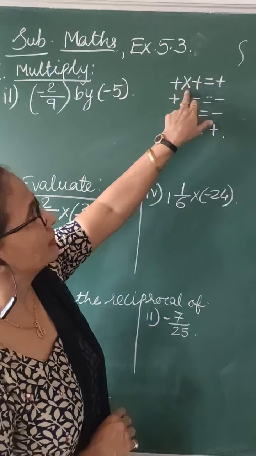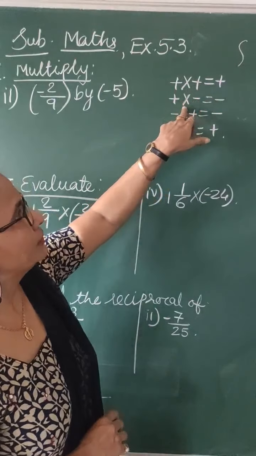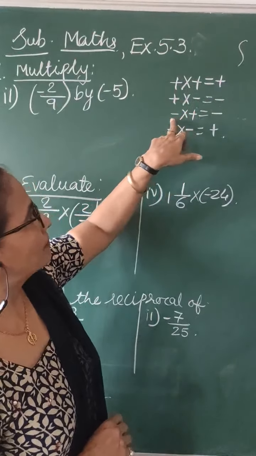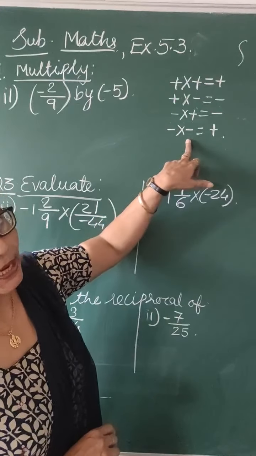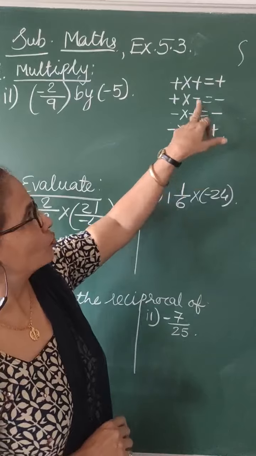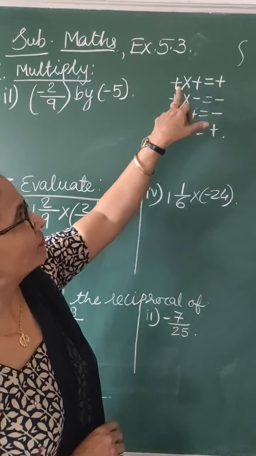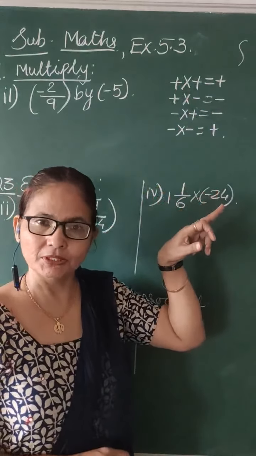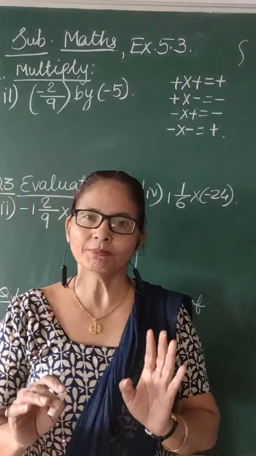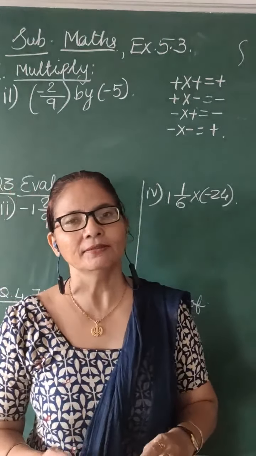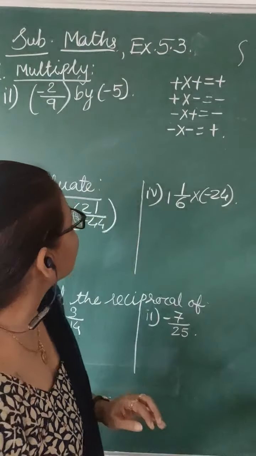You know, plus into plus is plus, plus into minus is minus, minus into plus is minus, and minus into minus is plus. So these are the rules of sign when we multiply two rational numbers. Okay, the method is the same. Here also, first you have to multiply the numerators and then multiply the denominators and simplify.